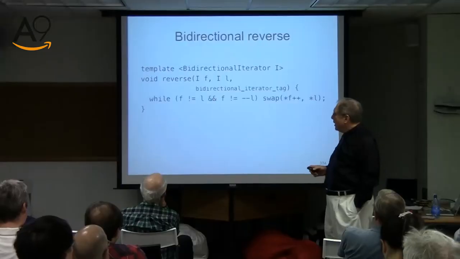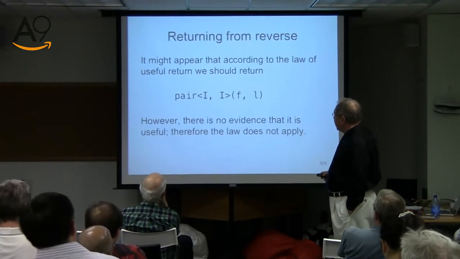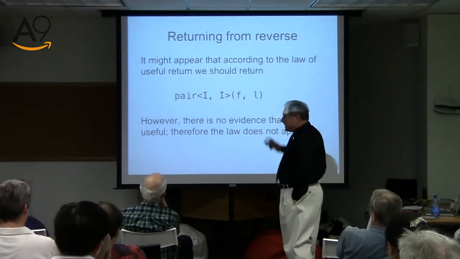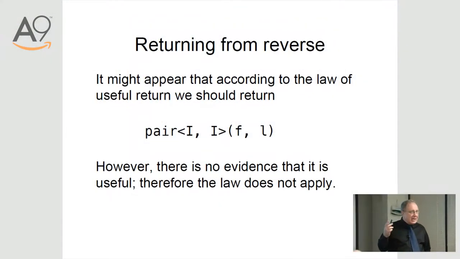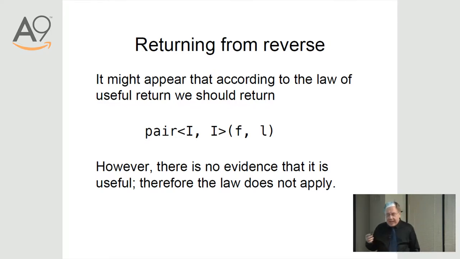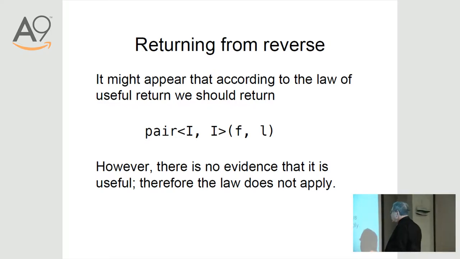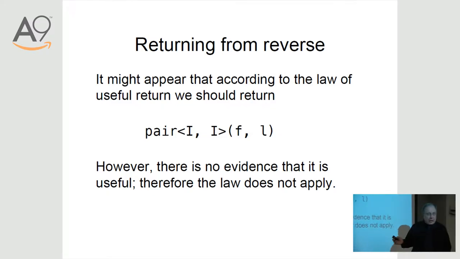By the way, why don't I return anything from reverse? It might be a question. I could return this sort of point around the midpoint, but I don't know any uses. Again, I spent many years using these reverse algorithms and things like that. Never found a use. Does not mean that there is no use. This is why I'm telling you. You might discover there is a use, and then you should propose that the interface should be changed. So far, I haven't. So, the law applies only to returning useful information.